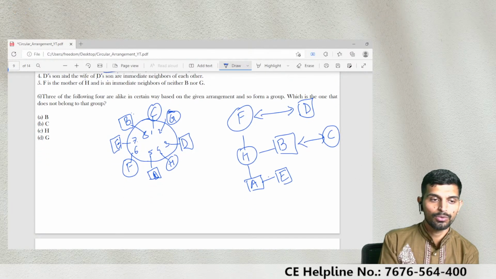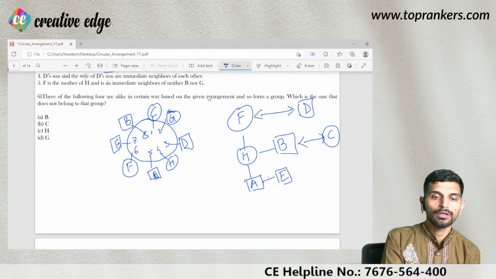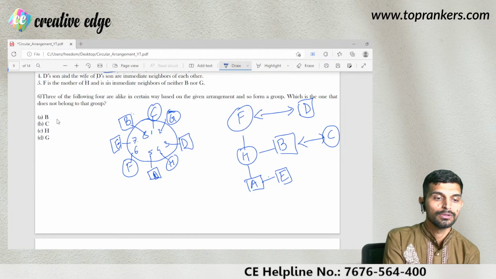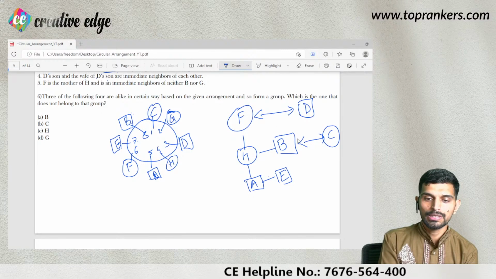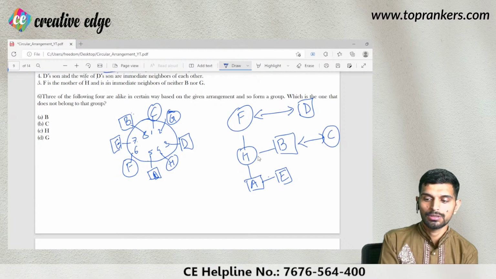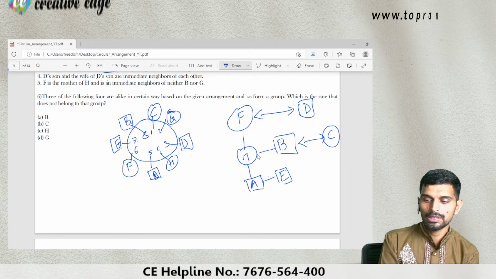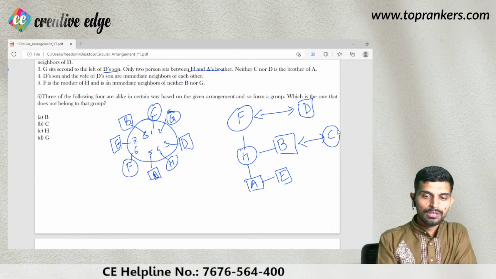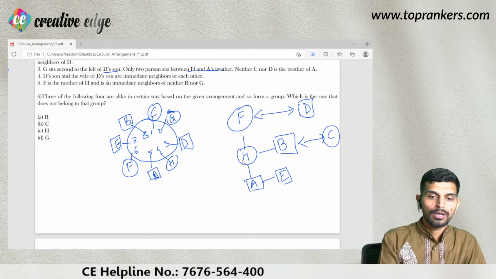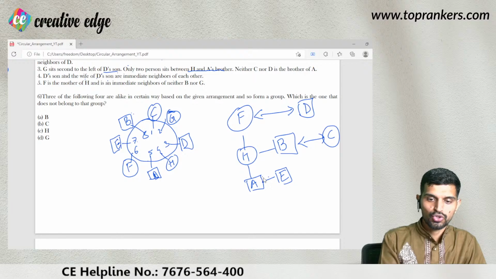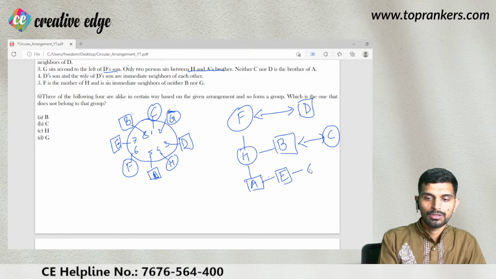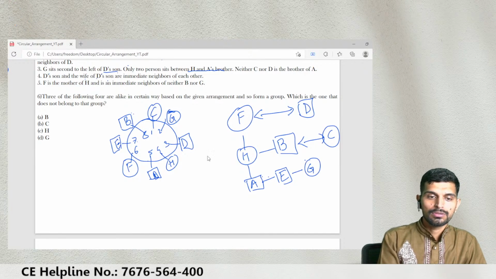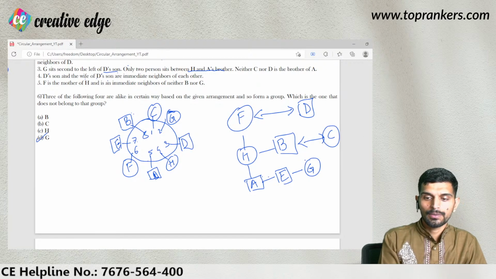So let's look at the questions. Three of the following look alike. Which one of B, C, H, G? B, C, H, and G. G is in next generation. G must be in next generation. So G is the right answer here.